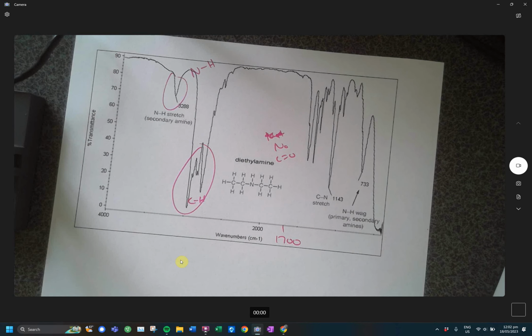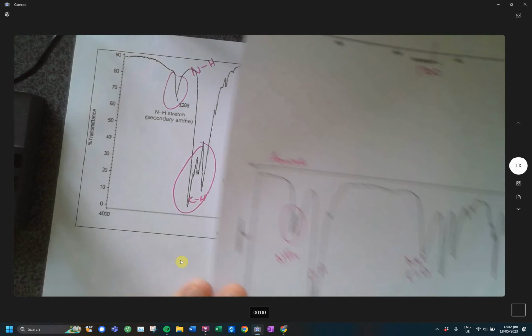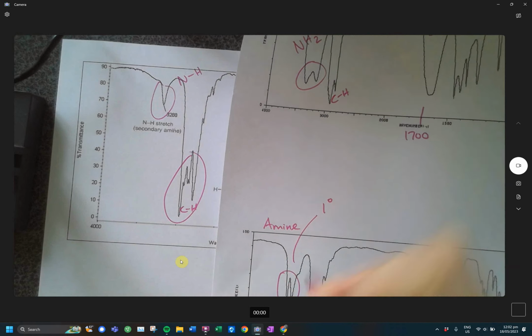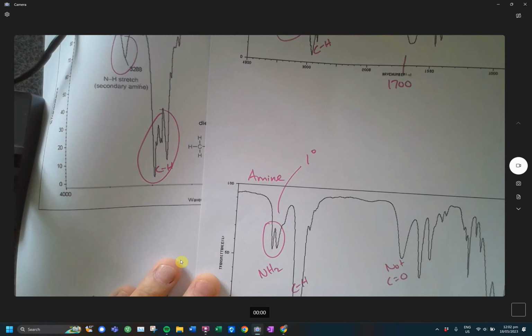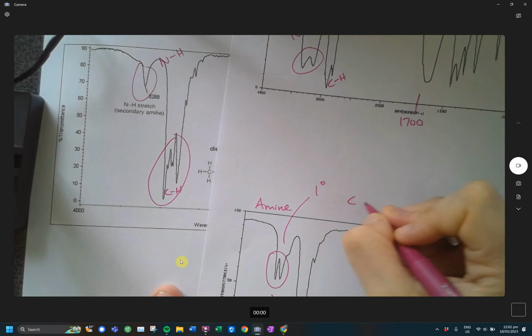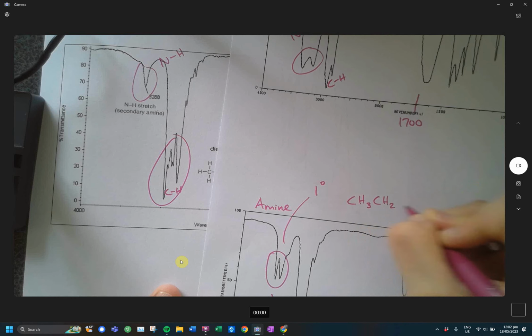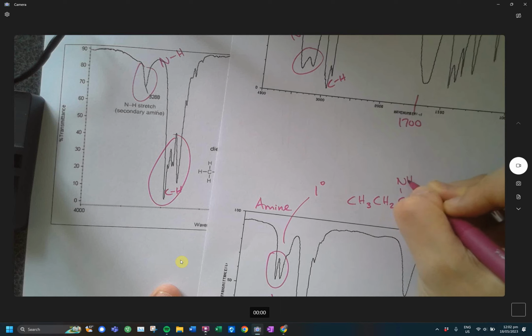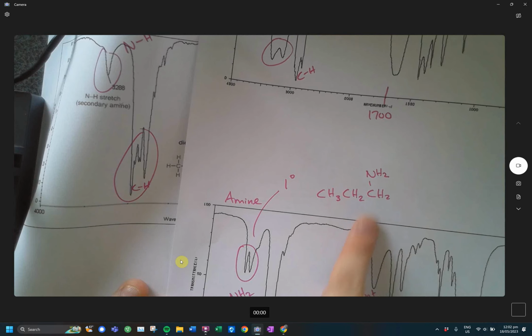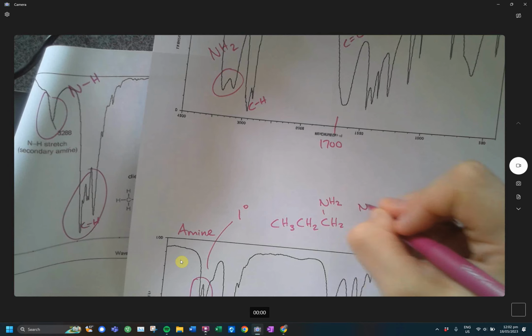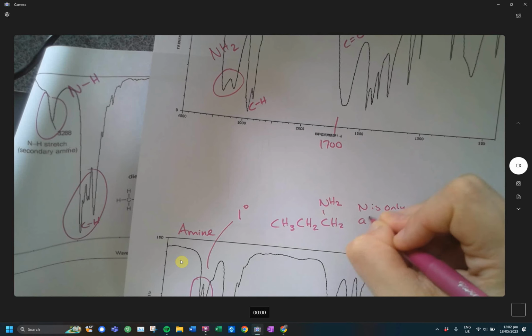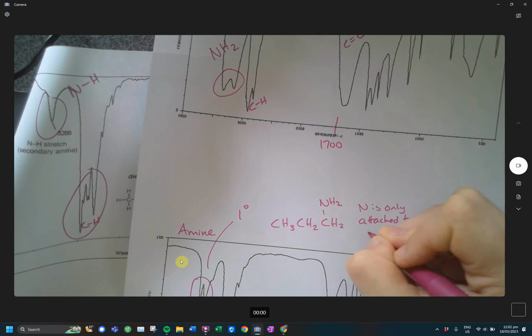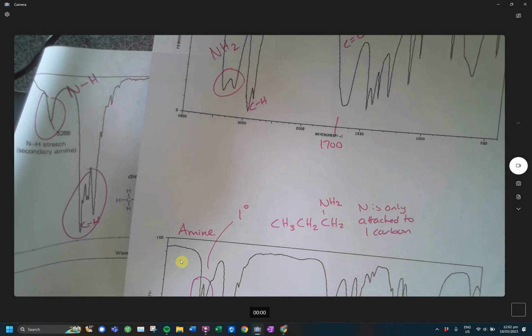And let me show you what I mean by the difference. So a primary amine, it has two hydrogens attached to it and two little troughs. So when I'm drawing up the molecule, let's say, for example, it would look like that. And do you see how this nitrogen is only attached to one carbon? That one right there.